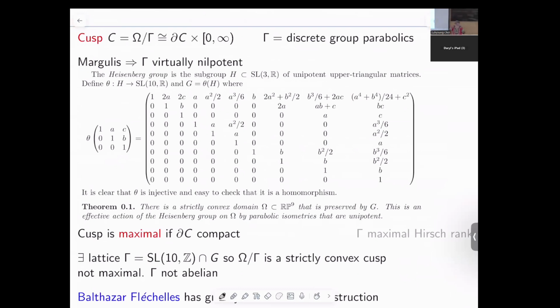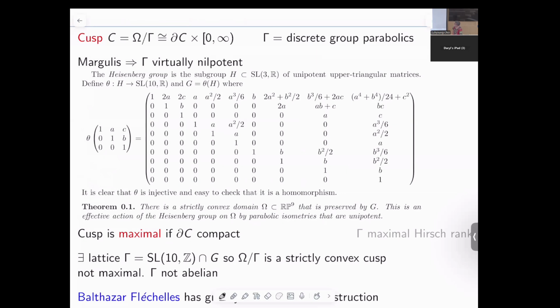Here's an example of a kind of exotic cusp. So there is a strictly convex domain with a group of parabolics acting on there that give you a cusp. And the fundamental group of the cusp is not virtually abelian. It's virtually nilpotent. In this example, it's actually the Heisenberg group. The Heisenberg group is the unipotent upper triangular group in SL(3,R).